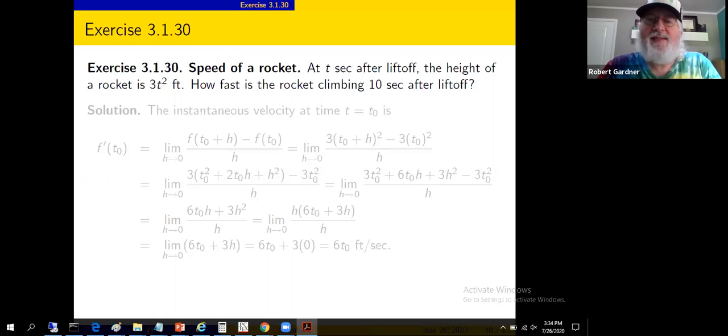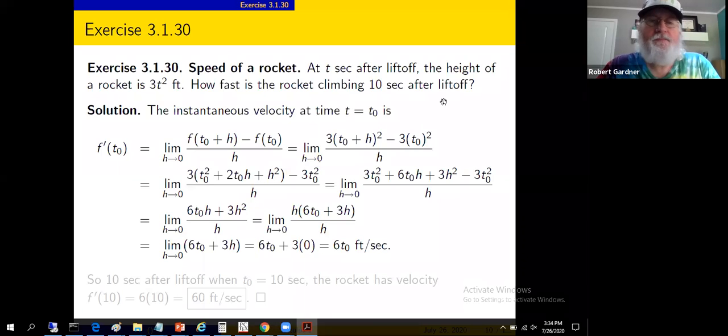So feet and seconds, how fast? Well, they're going to be the units of a velocity. It must be feet per second. So we'll keep an eye on that too. Okay, instantaneous velocity is, by definition, this limit: limit as h approaches 0 of the difference quotient. Okay, the function we're dealing with here is an elementary function. It's a height function, f of t equals 3t squared.